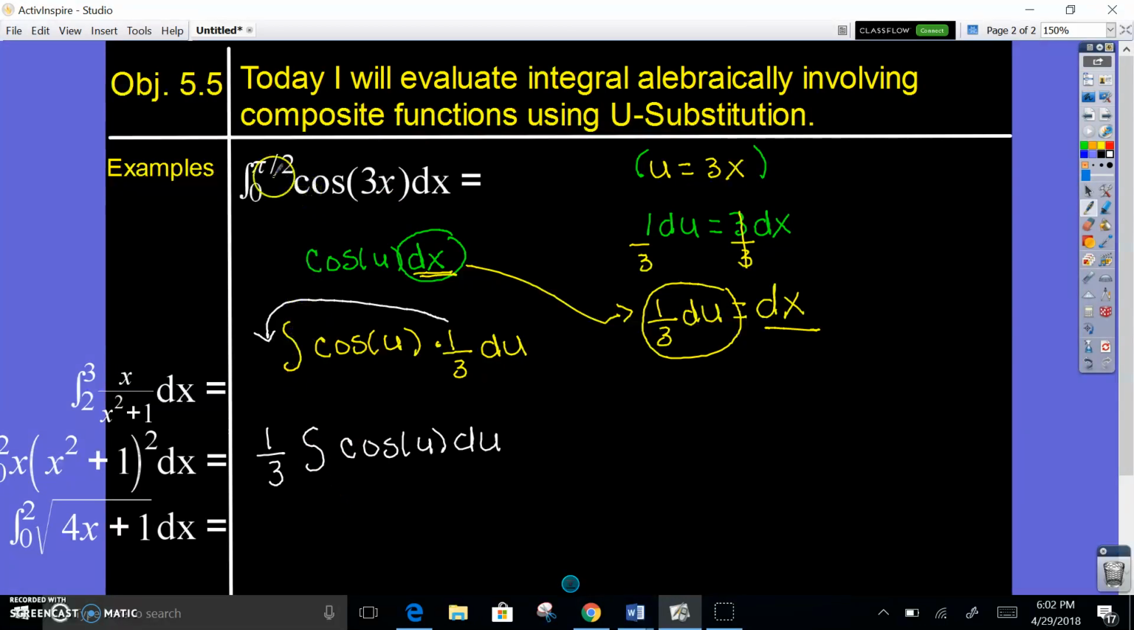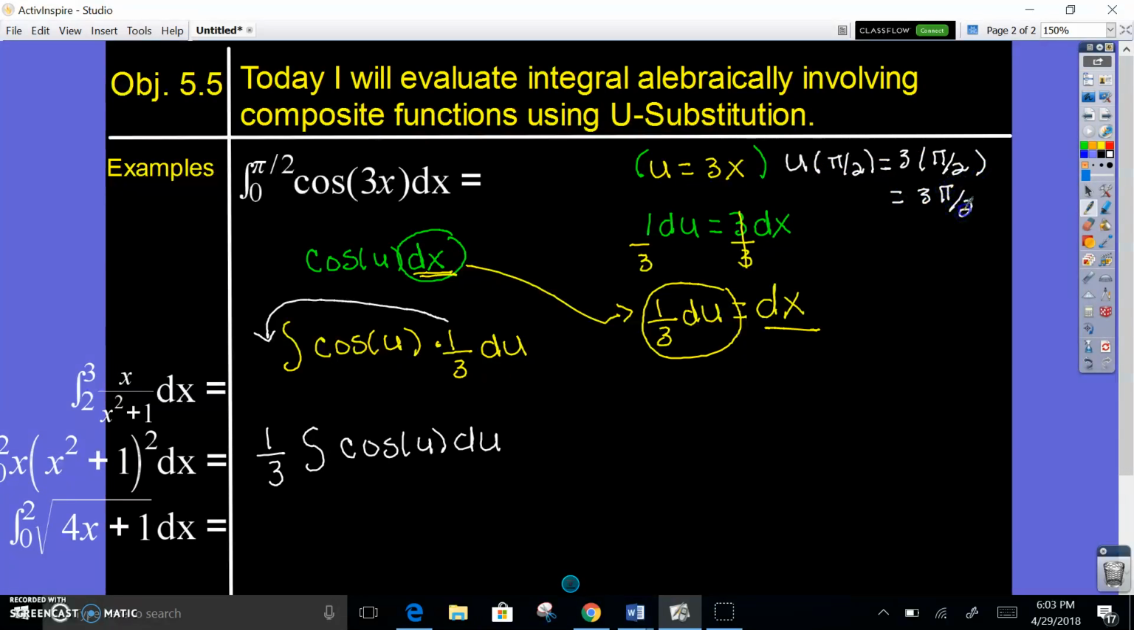One more thing I have to keep in mind. The 0 and the pi halves were boundaries that applied to the function cosine of 3x. Since I've changed that function, now it's cosine of u, my boundaries have to reflect that change. So I'm going to go back to this u equals 3x, and I'm going to plug in my boundaries. First, pi halves. So u of pi halves, basically I take 3 times x, and instead of x I replace with pi halves, and I'm going to get 3 pi halves.